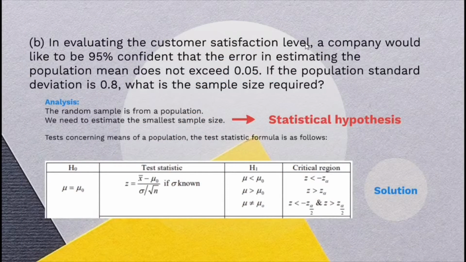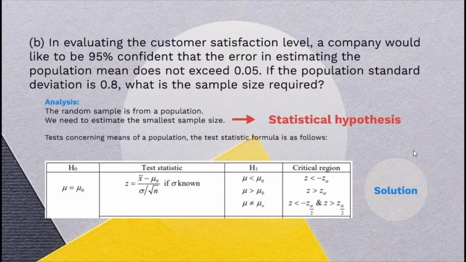Let's do MOOC 3, question 4b. In evaluating the customer satisfaction level, a company would like to be 95% confident that the error in estimating the population mean does not exceed 0.05. If the population standard deviation is 0.8, what is the sample size required?